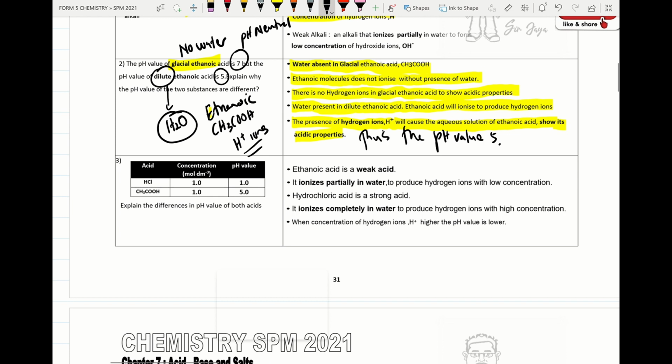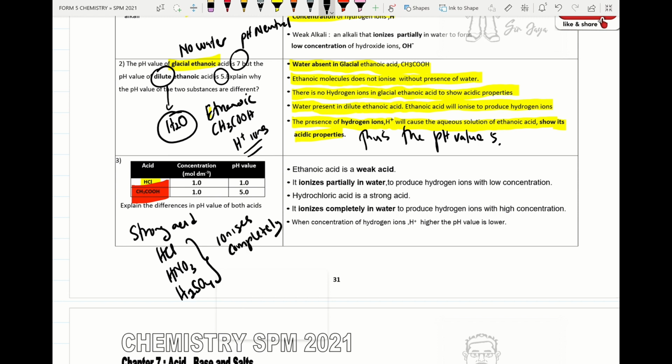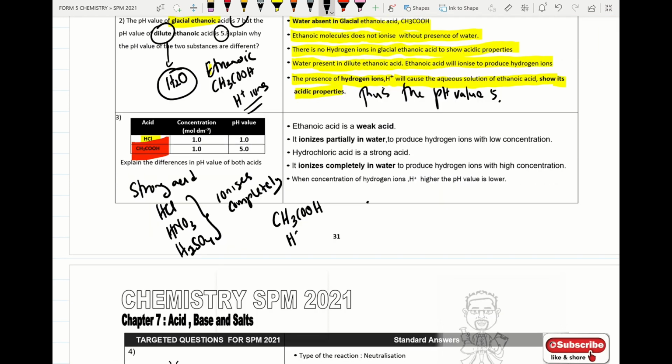All right, so next one, they give two types of acid. One is a strong acid, another one is a weak acid. So please remember, the strong acids are hydrochloric acid, nitric acid and sulfuric acid. All these acids will ionize completely in water. And please remember weak acids like ethanoic acid, and one more is methanoic acid. All these will ionize partially in water.